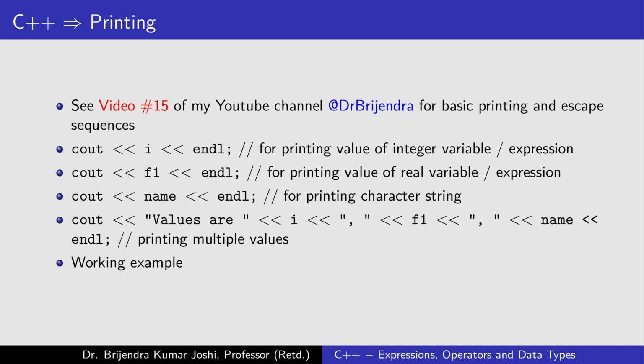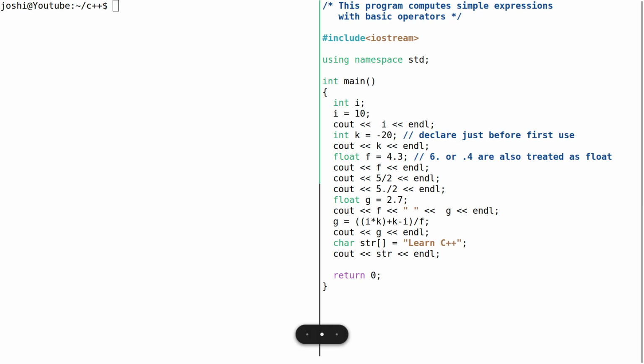I have made one working example for demonstration purposes. Here it is. On the right hand side, you can see the program is already there. I have used a multi-line comment, and single line comments also, just to describe or demonstrate. The usual #include iostream and using namespace std are here. Now let me execute this program so that you can see the output.